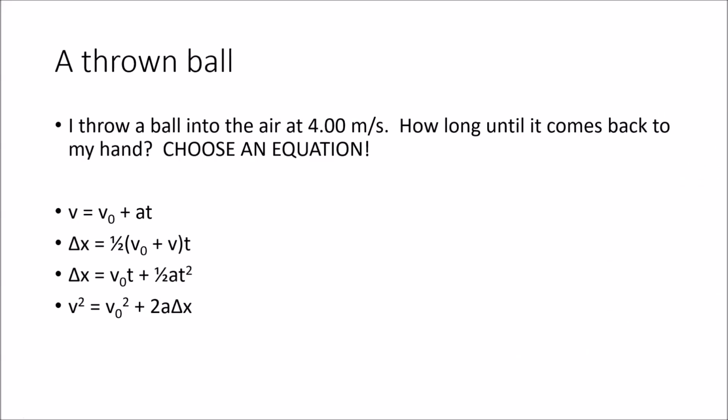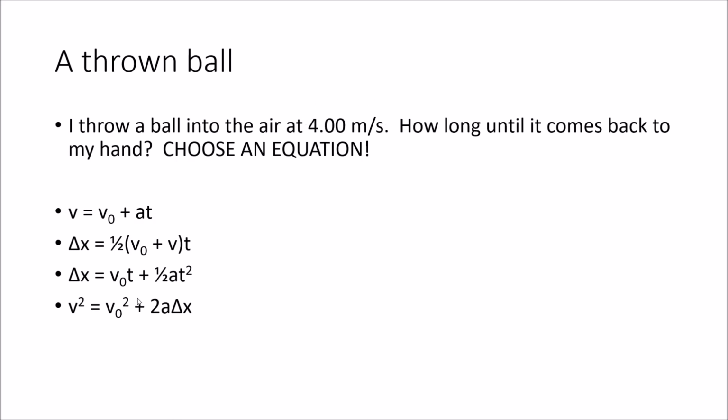Here is an example problem, which is pretty much just what we did, but just with numbers now. I throw a ball into the air at 4 meters per second. How much time until it comes back into my hand? And for now, we're just going to choose an equation. Let's see, I've got an initial velocity of 4 meters per second up. I assume that I throw the ball up into the air instead of down. So positive 4 meters per second, that's going to be my initial velocity.